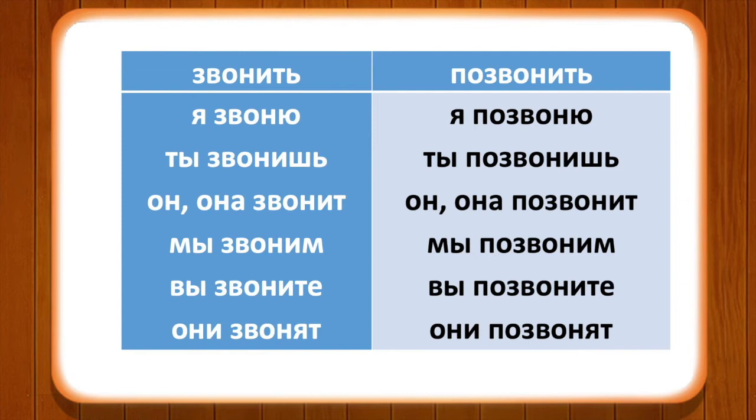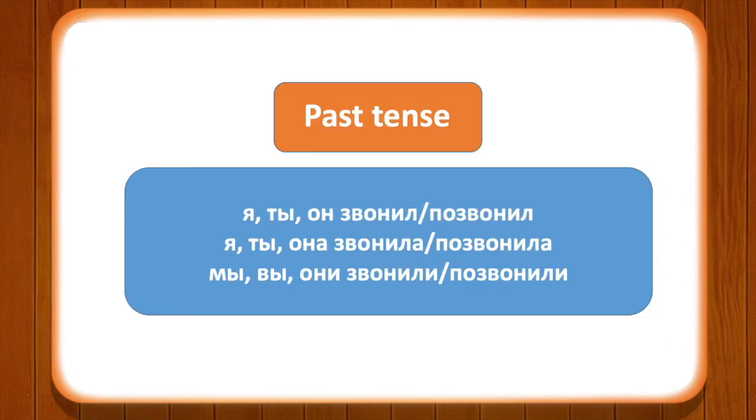Now let's go ahead and pay attention to the conjugation in the past form. So the past tense form for звонить, позвонить is я ты он звонил, я ты он позвонил, я ты она звонила, я ты она позвонила, мы вы они звонили, and мы вы они позвонили.